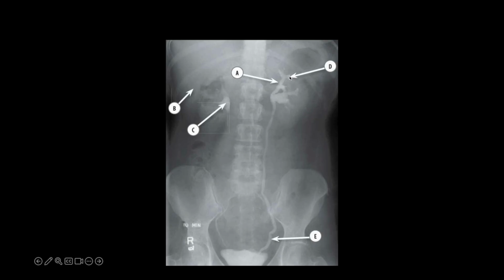These would be the minor calyxes, D. C would be the right renal pelvis. B would be the right lobe of the liver, and then E would be the distal ureter. So proximal is around here, mid, and then distal ureter. And this is the VUJ, so vesico-ureteric junction at the back of the urinary bladder.